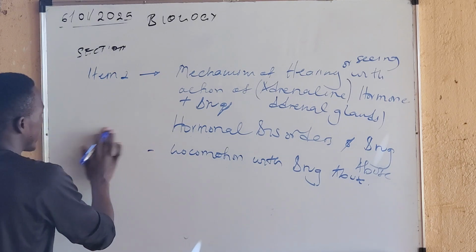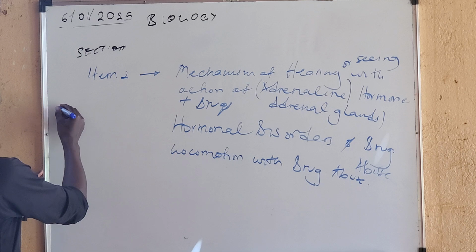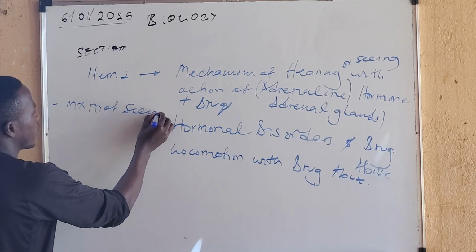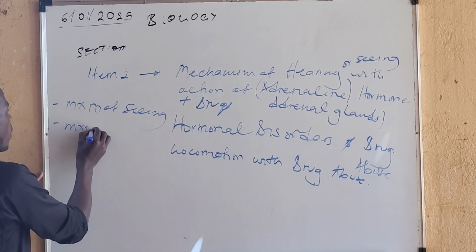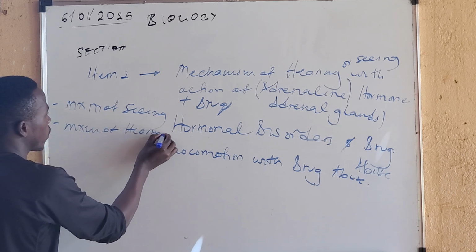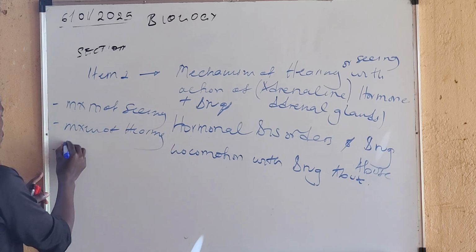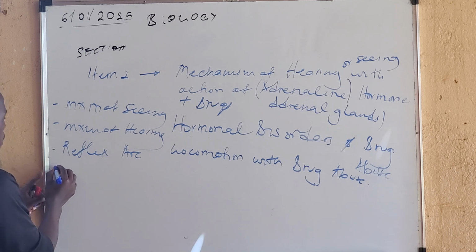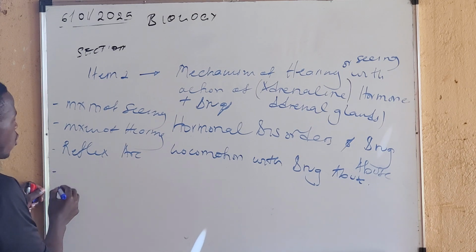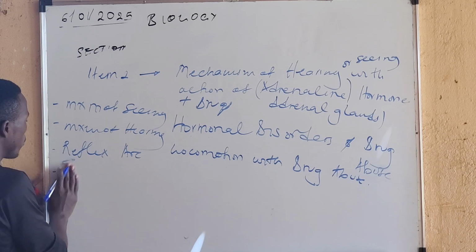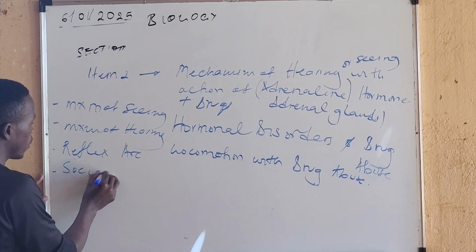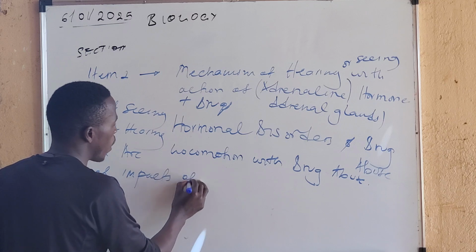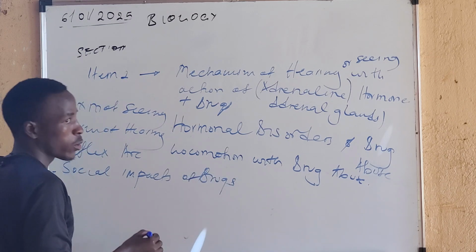However, a learner must enter an exam to sit for item number 2 when you know number 1, mechanism of seeing. 2, mechanism of hearing. 3, reflex arc. Then number 4, you must also know the social effects or social impacts of drugs.